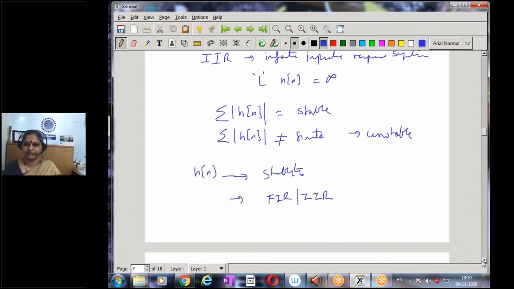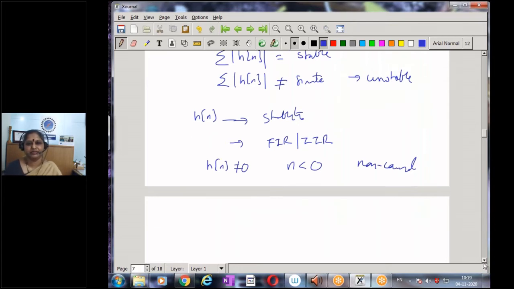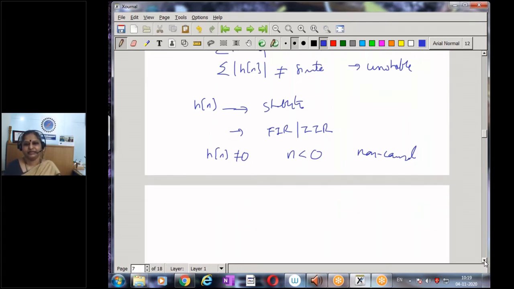We can also comment on the causality of the system. Of course, if my h of n is not equal to 0 for n less than 0, then the system is non-causal. So by looking at the impulse response, it is possible to comment on all system properties. That is why the impulse response becomes another important method of representing the LTI system.